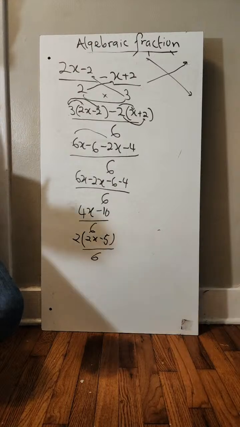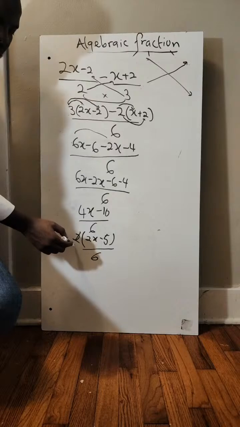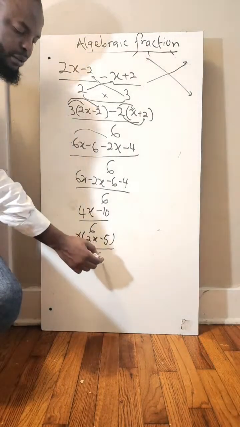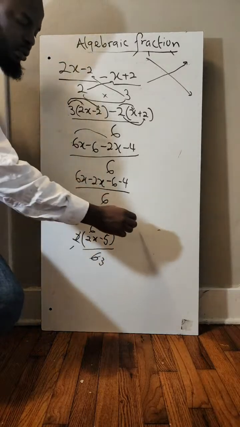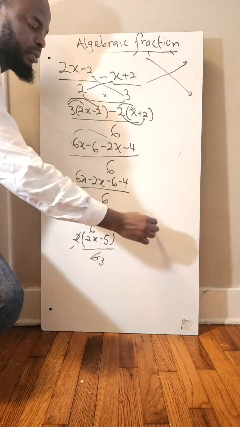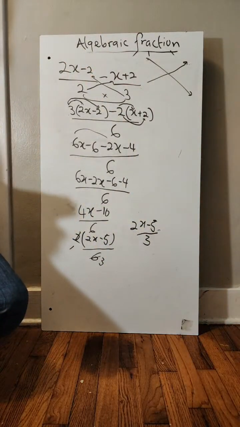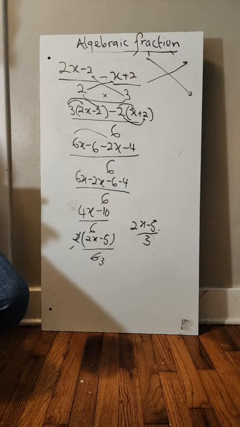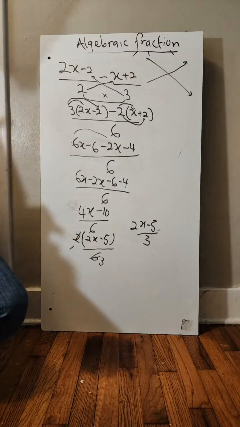And finally, you can say that 2 cancels out: 1, 2 here, 3. So finally, we can have 2x minus 5 over 3. This is the simplified form of this problem. We have 2x minus 5 over 3.